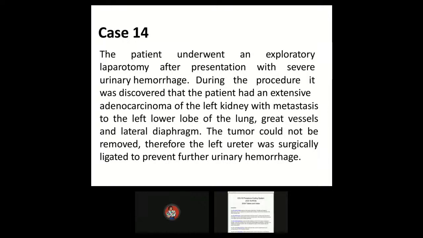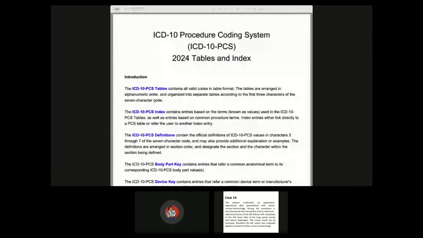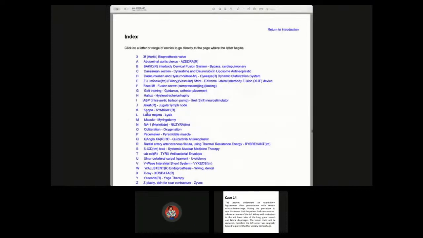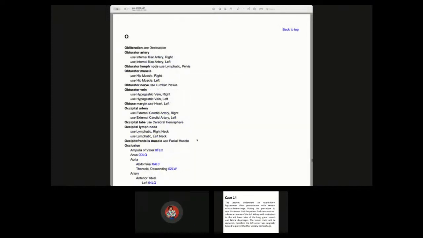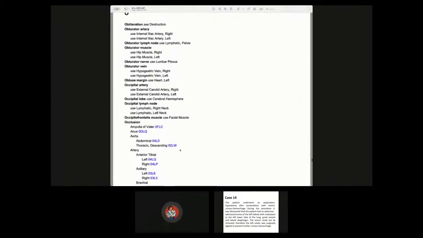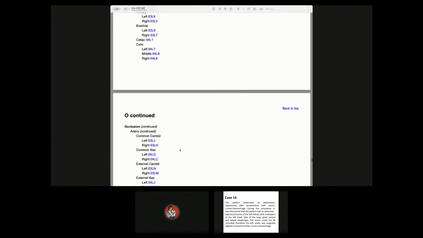So, what did we do here? They ligated it. So, they occluded the area, and the root operation is occlusion. So, we will go right to our coding manual, electronic version, and go to the root operation of occlusion. Our body part is the ureter.